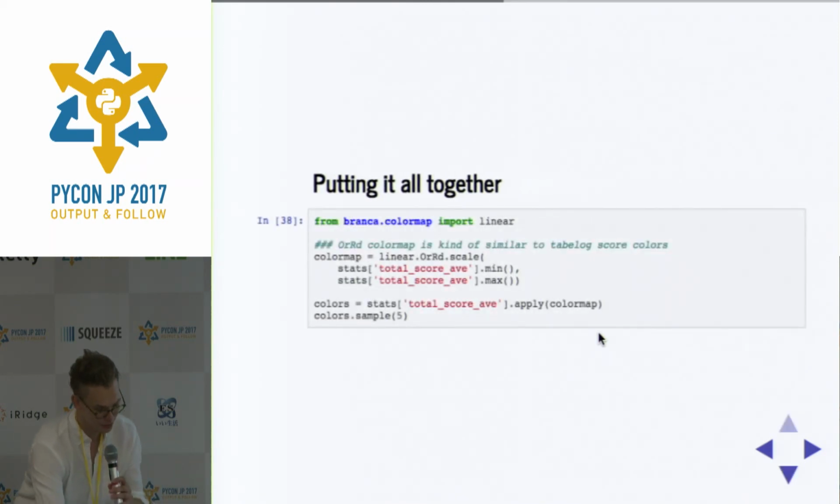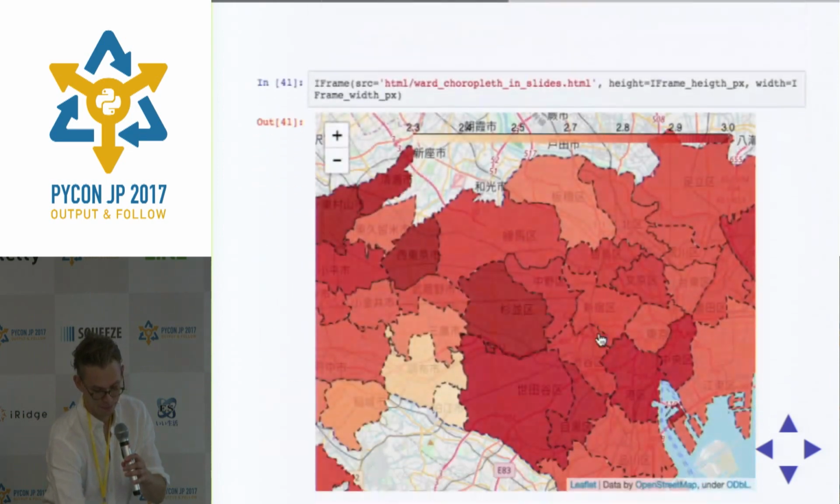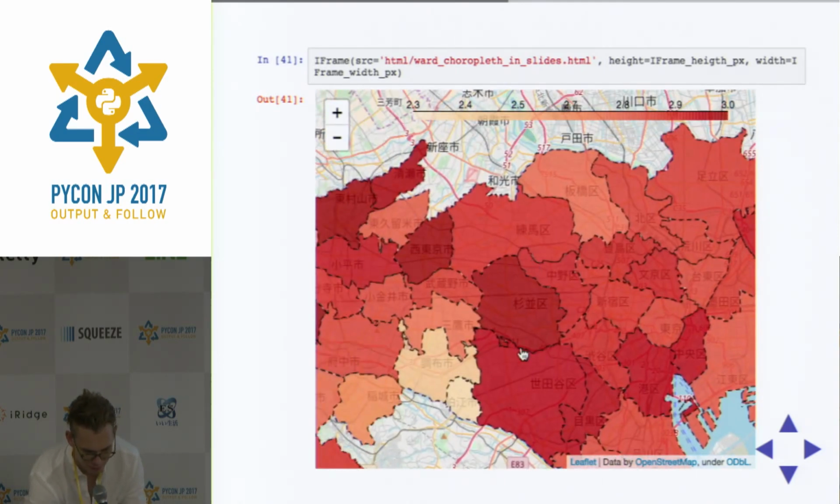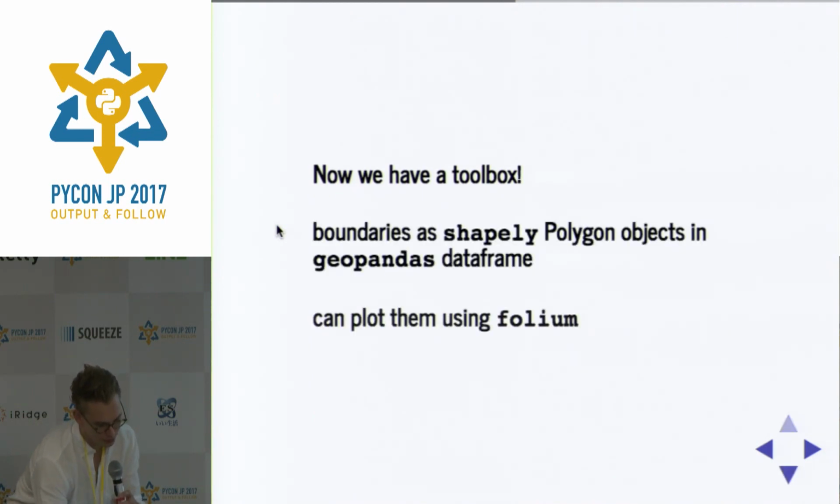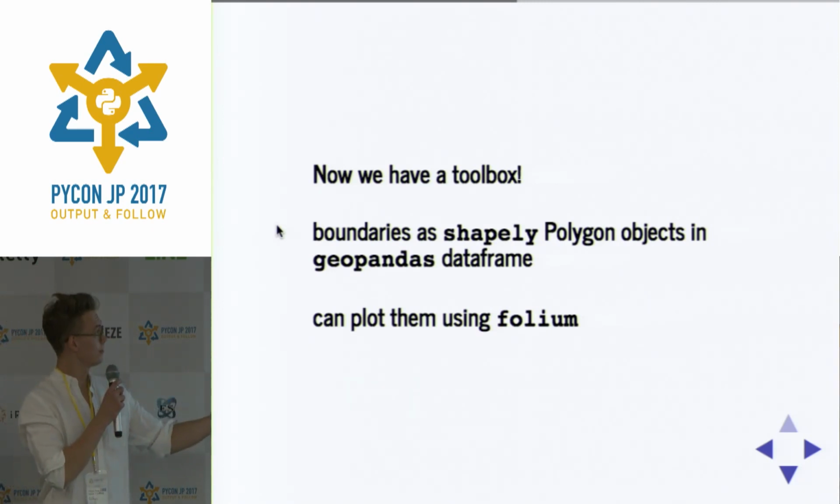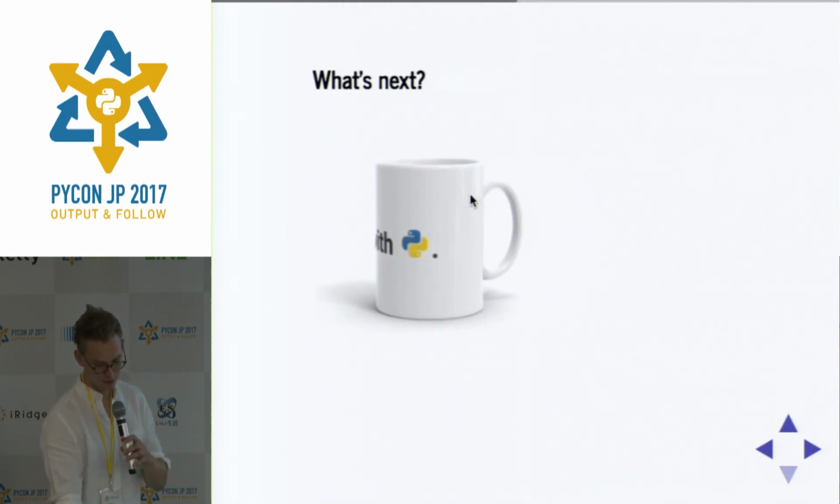So let's put it all together. We define a color map and calculate colors for the average scores, and then we use Folium again to plot our map. And this is what we get, okay? I took a screenshot. This is not actually interactive. Oh, it is? Anyway, this is the map we got. It was quite easy to make, actually. So now we have a toolbox where we can hold our geodata in GeoPandas, and we can plot it using Folium.